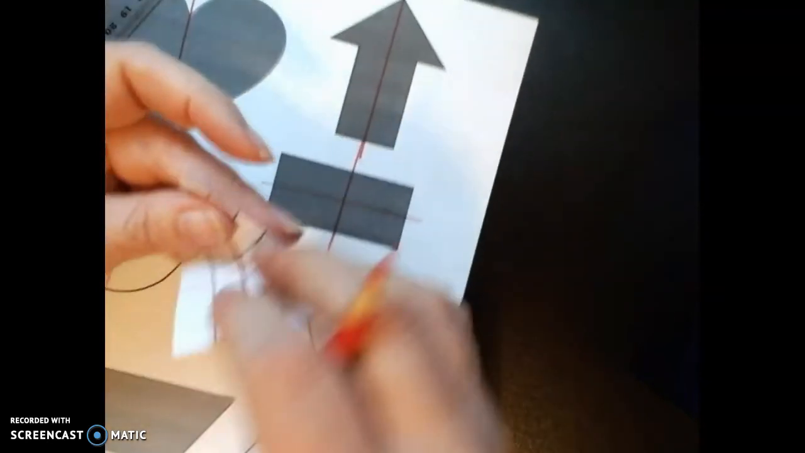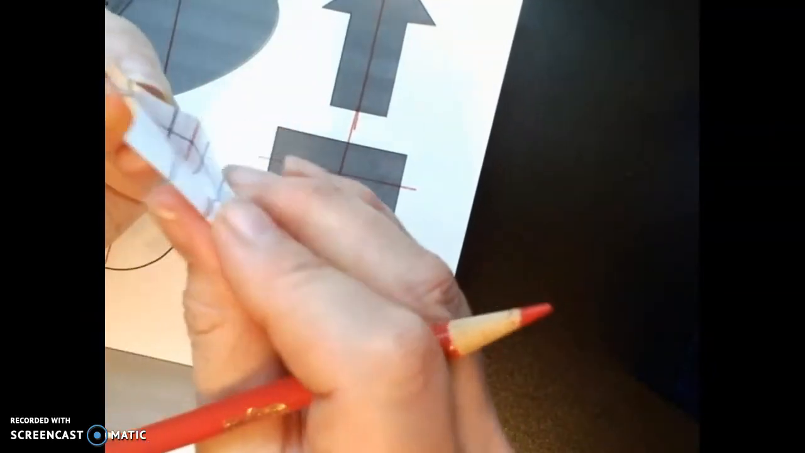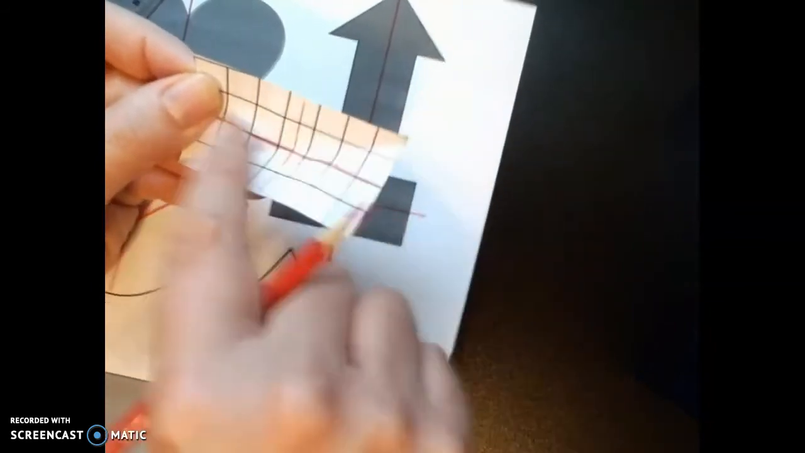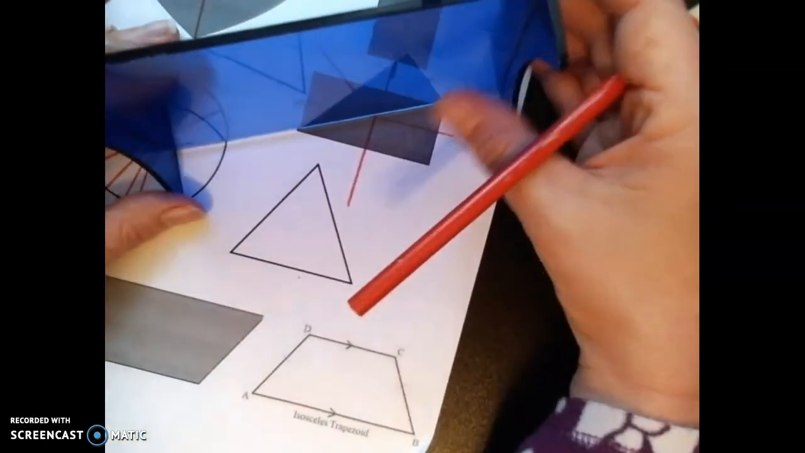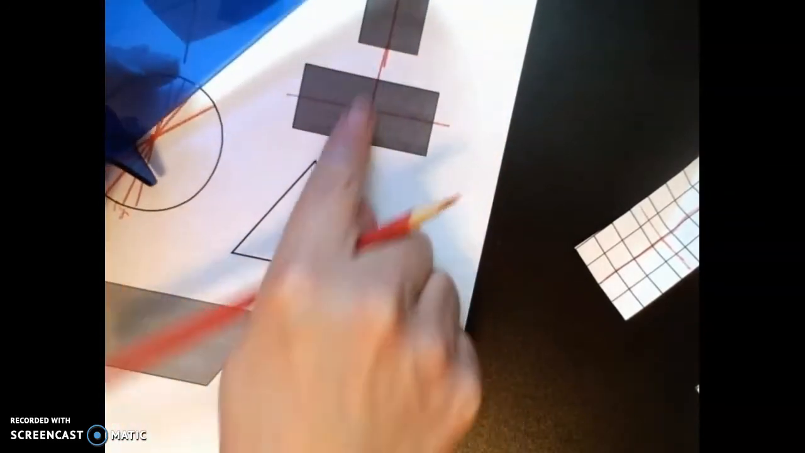But notice if I try to fold it on the diagonals, see how it goes outside the shape? It doesn't have any lines of symmetry or axis there. And you can also use the mirror tool for that. If I put it on the diagonal, see how it reflects outside of it. So this one only has 2 lines of symmetry.